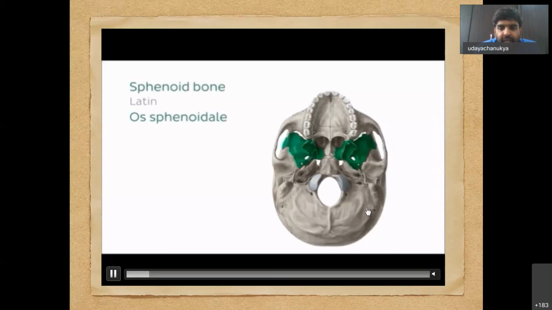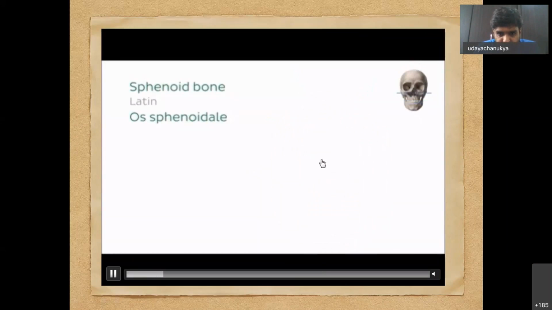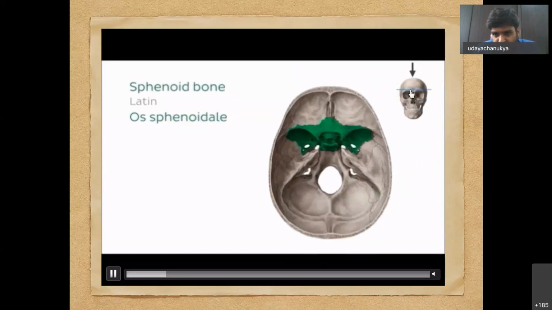This is at the level of the maxilla. If you have a section at the maxilla level and look inferiorly, the green colored part is the sphenoid bone. This is the greater wing of the sphenoid, and these are the pterygoid parts. This is a cut section at the glabellar level. It contributes to the floor of the anterior cranial fossa and middle cranial fossa.